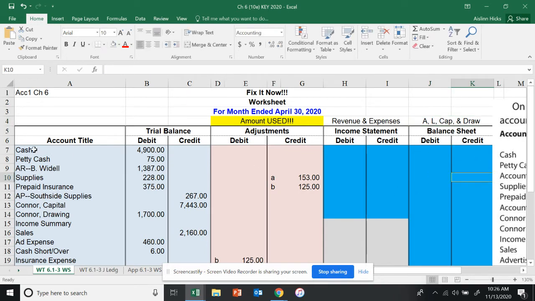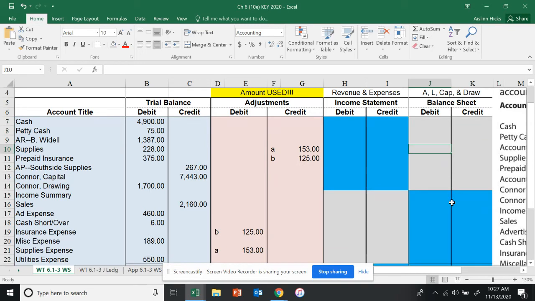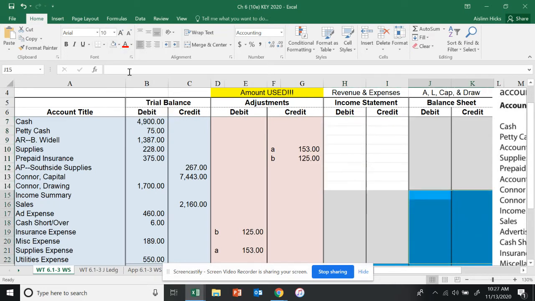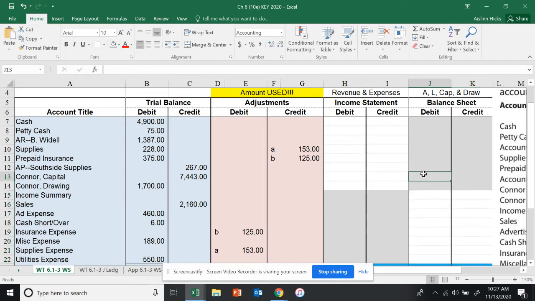Okay? Now, assets, when I look over here on the left, I've got cash, petty cash, accounts receivable, supplies, prepaid insurance, accounts payable, a liability, and then here's capital and here's drawing. Okay, so basically lines 7 through 14, I'm going to make gray over here. Now, just to help you visualize a little bit, I'm going to take away any filling or coloring in the areas that are not going to be affected, okay?